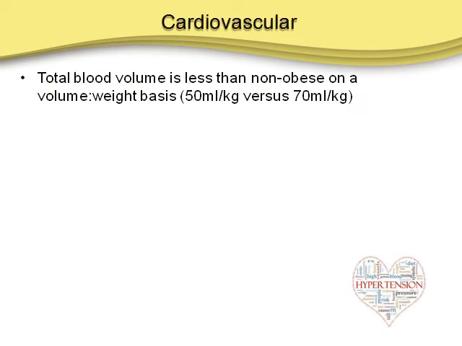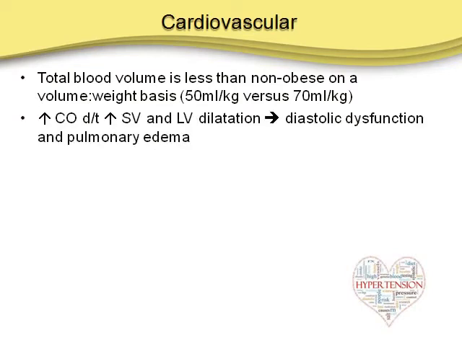Total blood volume is increased in the obese individual, but on a volume to weight basis, it is actually less than in a non-obese individual. Most of this extra volume is distributed to the adipose tissue. Cardiac output increases with increasing weight by as much as 20 to 30 mL per kilogram of excess body fat because of ventricular dilatation and increases in stroke volume.